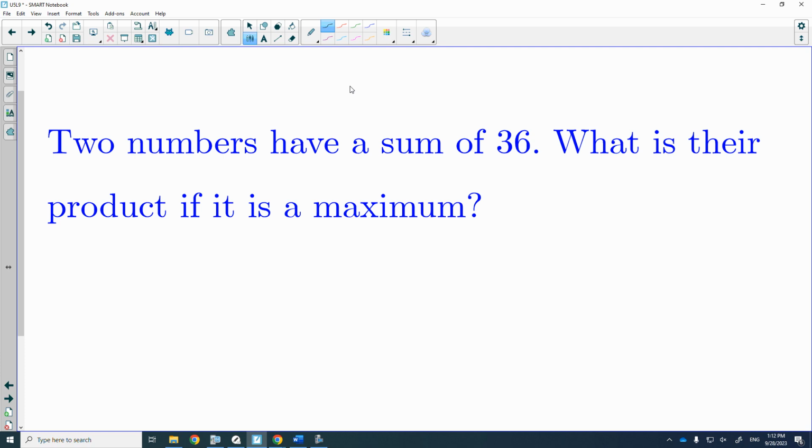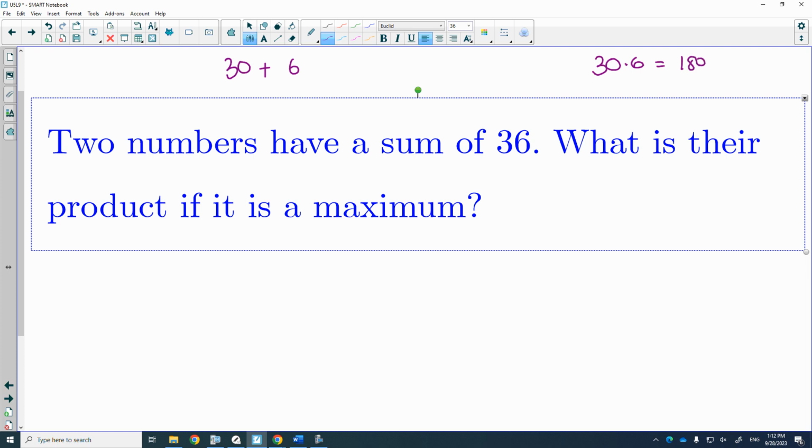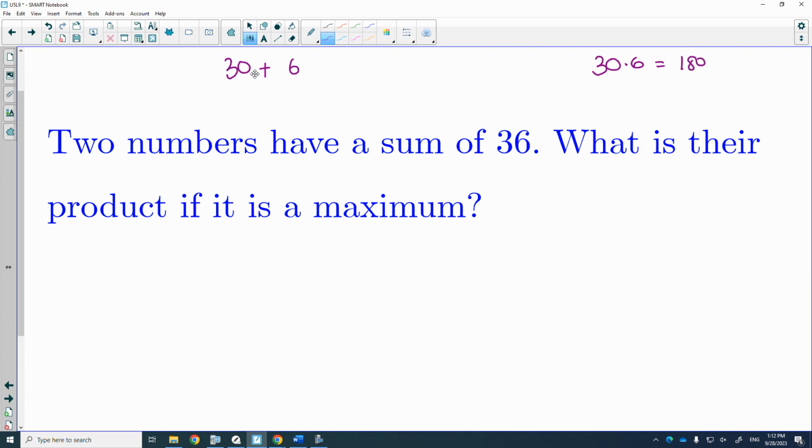Two numbers have a sum of 36. I'm going to give you guys two numbers that sum to 36. Do you agree that that would sum to 36? If I multiply, product means multiply. If I multiply 30 times 6, what would that answer be? 180. Okay, what I'm basically trying to find out is what two numbers would sum to 36 that would give you the biggest product that we could have.